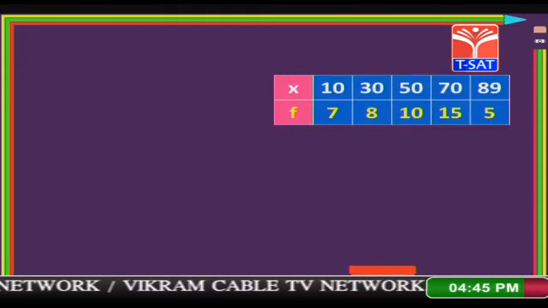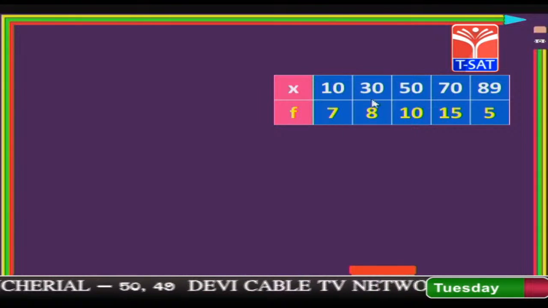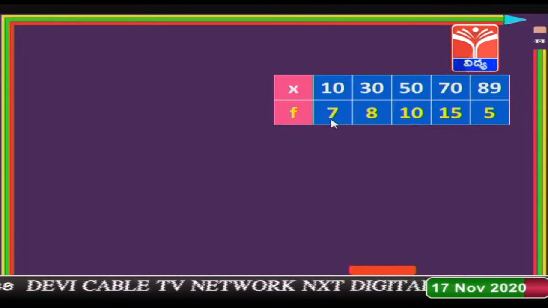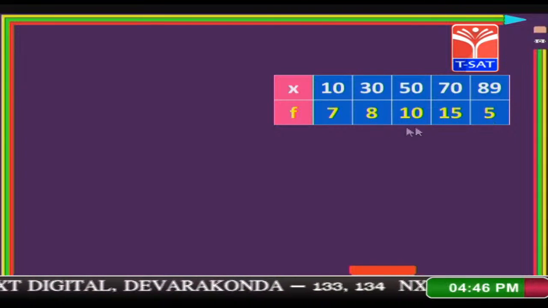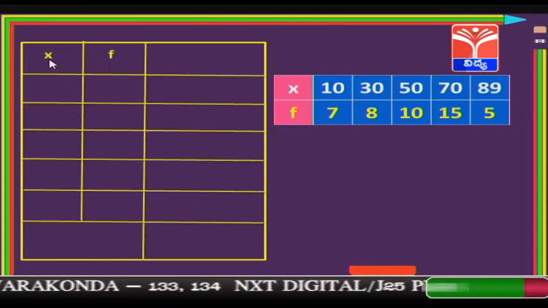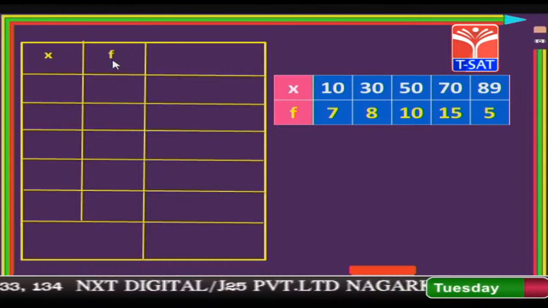So, for this you are going to take a distribution where you have the value of x and the corresponding Fi value. Here the value of x is given as 10, 30, 50, 70 and 89 and the corresponding frequency values are given as 8, 7, 8, 10, 15 and 5. For this data you are going to find the median. The first part is nothing but the value of x and the second is the frequency.